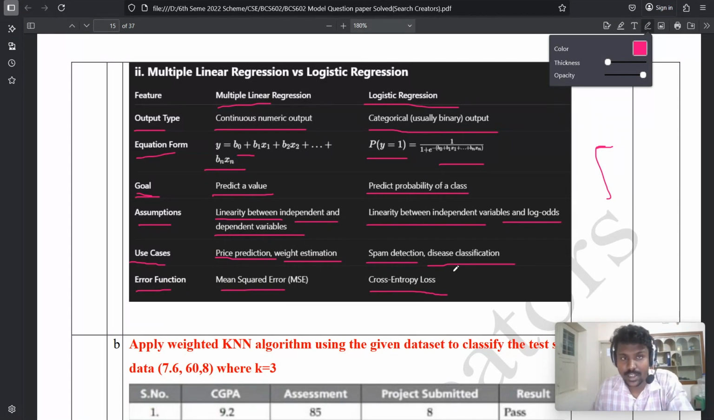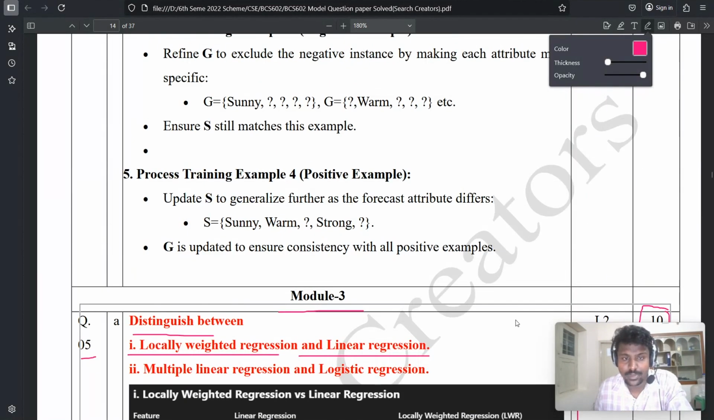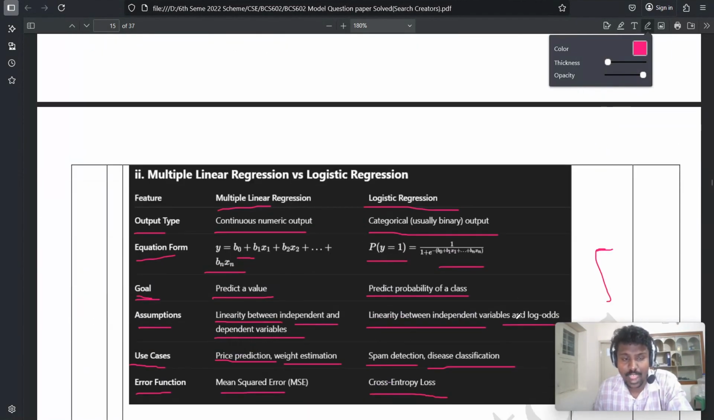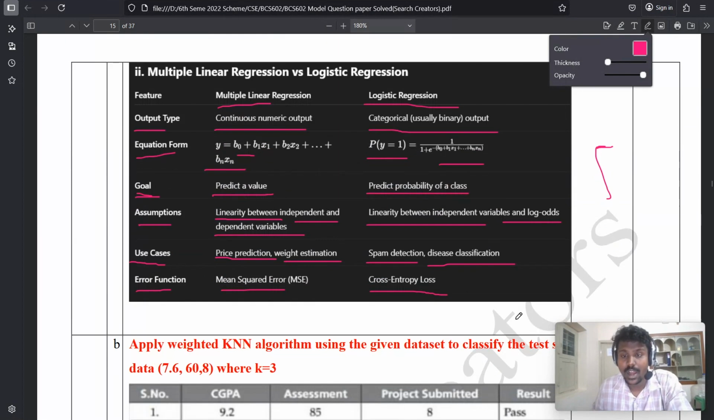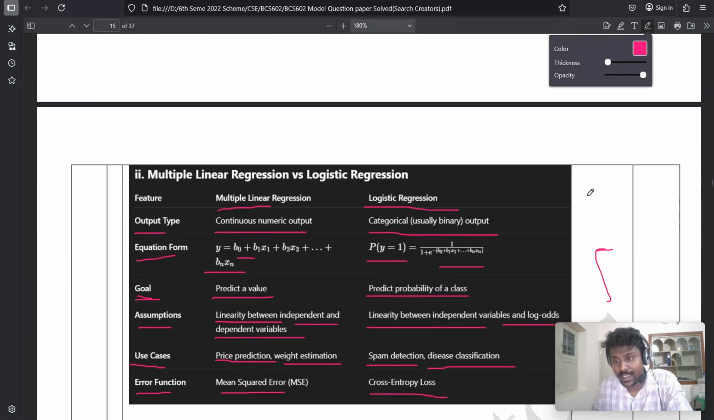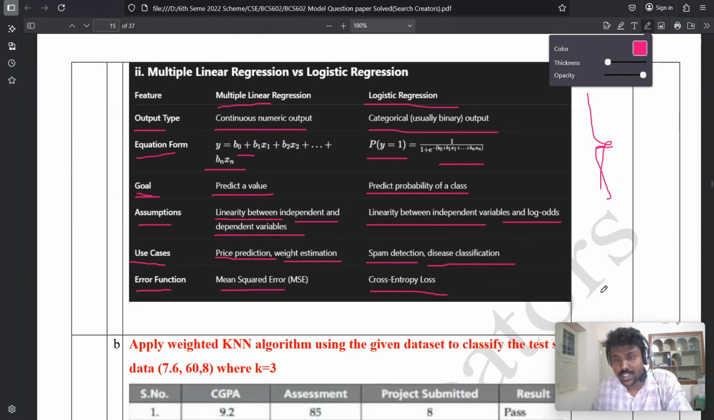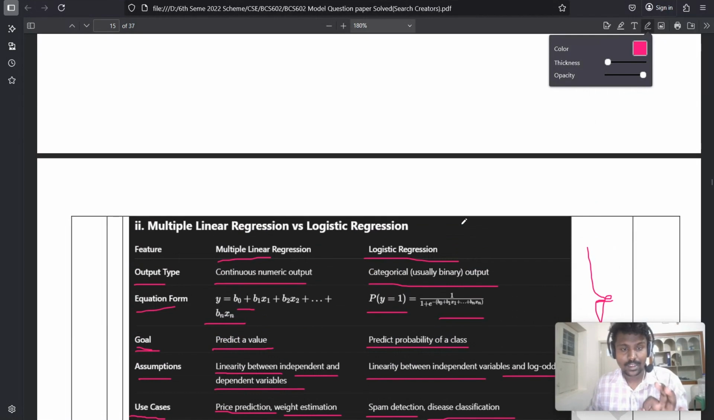I hope you understand all these distinctions. If anyone has doubts, please comment below. You can write only like this, because evaluators understand point-wise and table-wise answers easily, and that is how they provide marks. So you should write like this only.